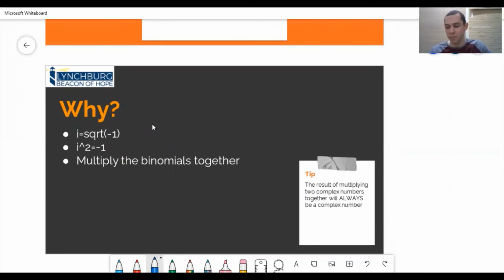And then you just multiplied the binomials together like you typically would. And my tip, this one's very important. Anytime you're multiplying two complex numbers together, you are always going to get a complex number, typically written in the form of a plus bi, which is how it's expressed generally. There are a couple cases where our i terms will cancel out and we'll be left with a. So it would be a something plus 0i, which obviously you don't have to write.